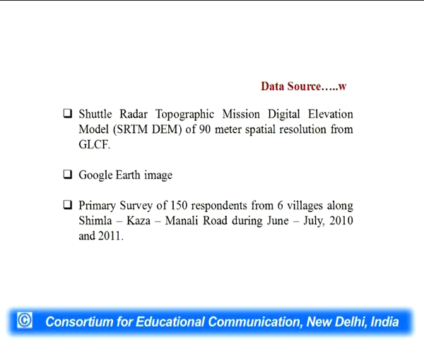Then a primary survey of 150 respondents from 6 villages along the Shimla-Kaza-Manali road during June-July 2010 and 2011 has been performed, and from there we have classified and found out the results, and we have analyzed the respondents' views regarding this.